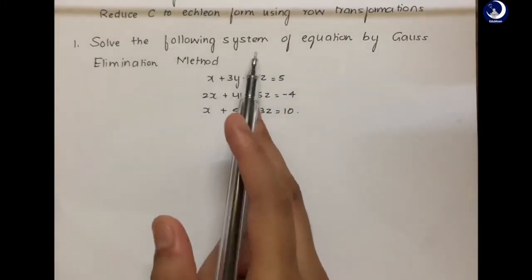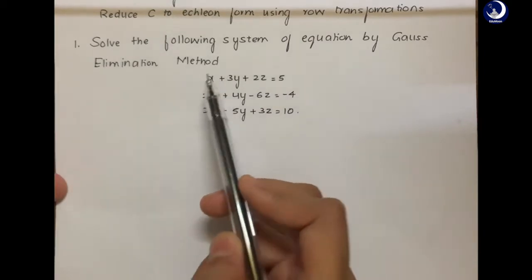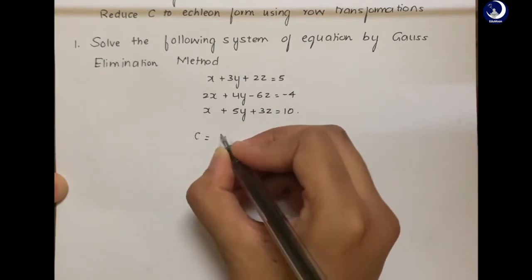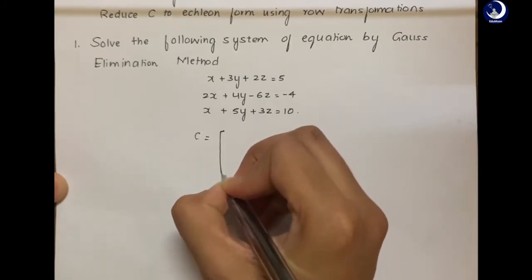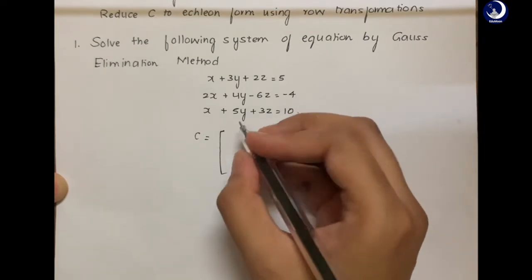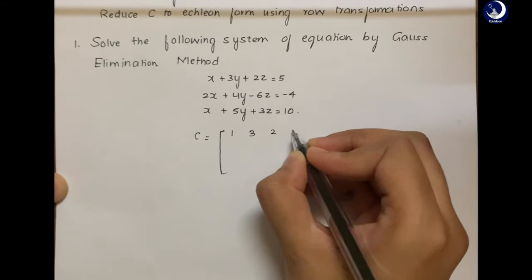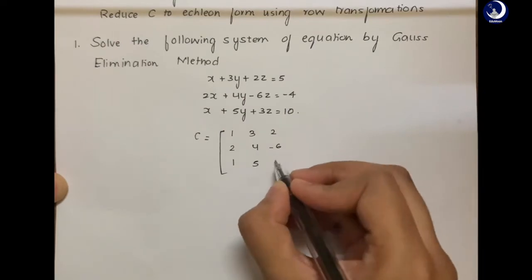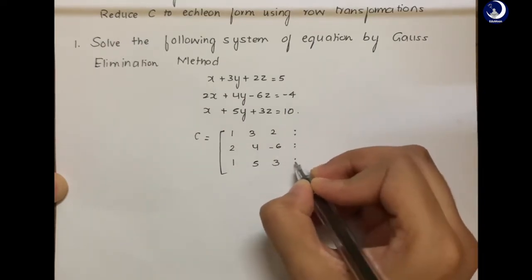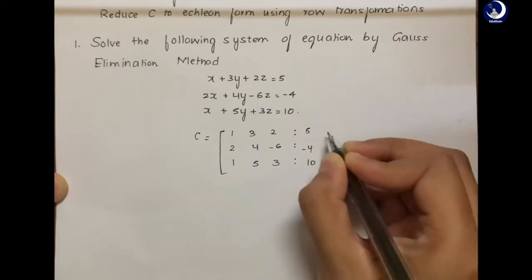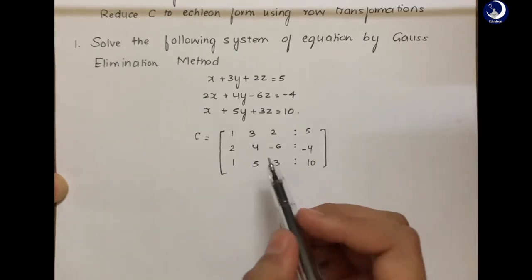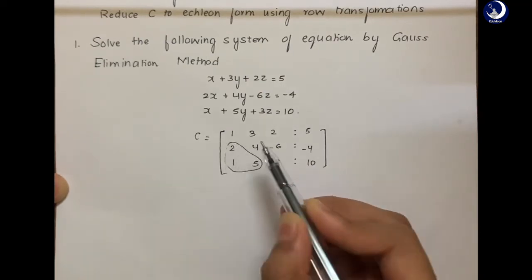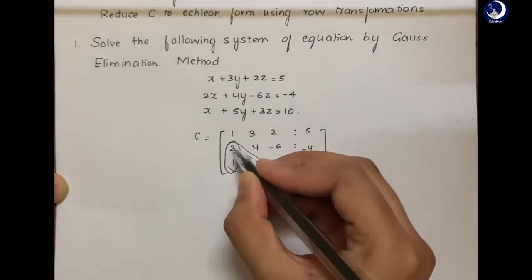Solve the following system of equations by Gauss elimination method. First, let's consider the augmented matrix C equal to [A : B], where A is a coefficient matrix and B is a constant matrix. Now, in order to convert this into echelon form, we need to convert these elements into 0. So first, let's convert these elements into 0.